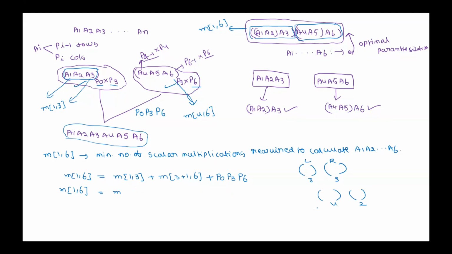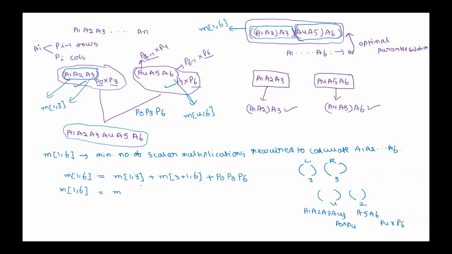What is the answer? Left side 4 means what are those matrices? M1,4, and this side A5, A6. What is the order of this A1 to A4 after multiplying? P0, P4. And this order will be P4, P6. Is that correct? Yes, sir.